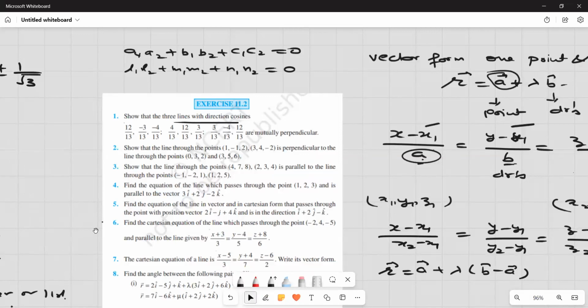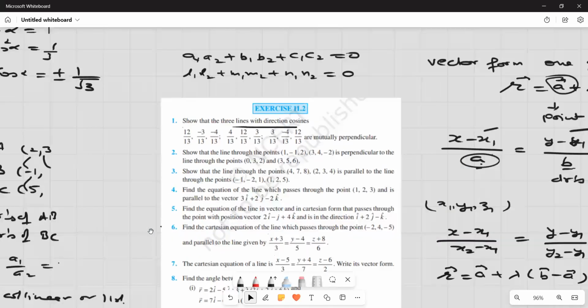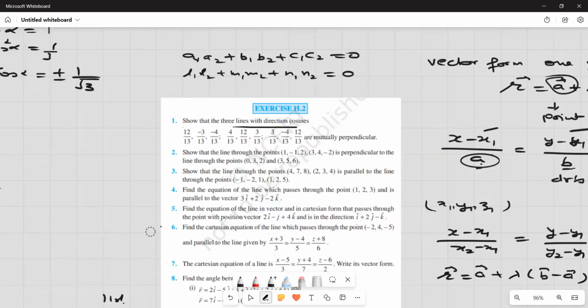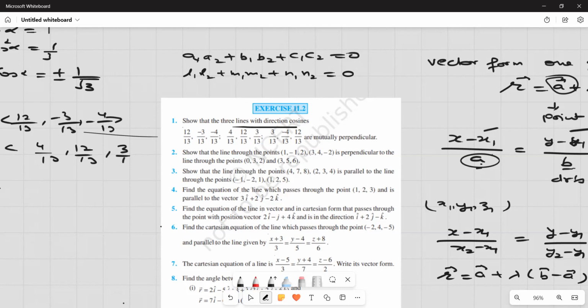So first DRs are, DCs are. How do you know how to check the DCs? Square them and add them. You will get 1. So first line DCs are 12/13, -3/13, -4/13. Second line DCs are 4/13, 12/13 and 3/13.